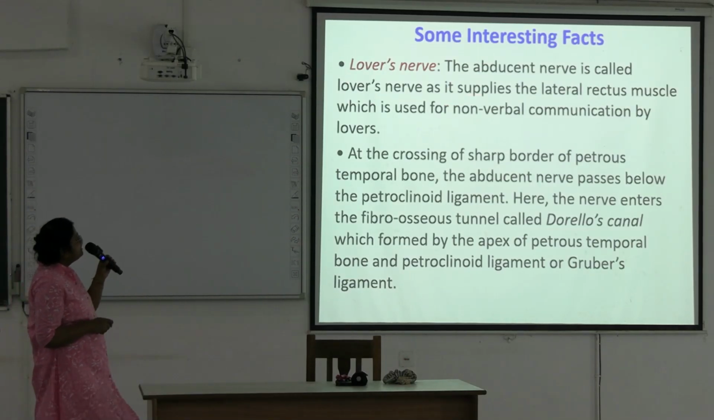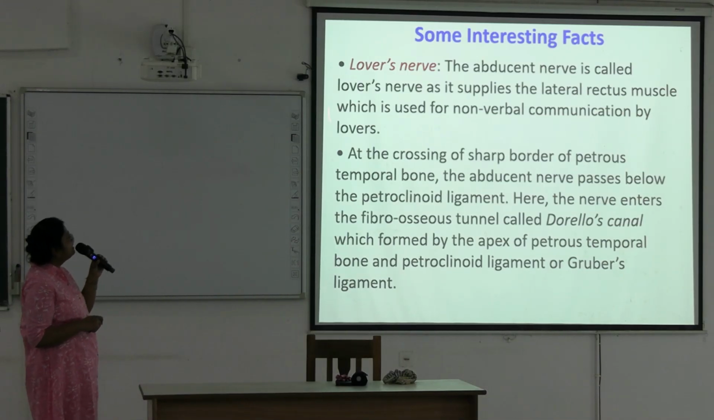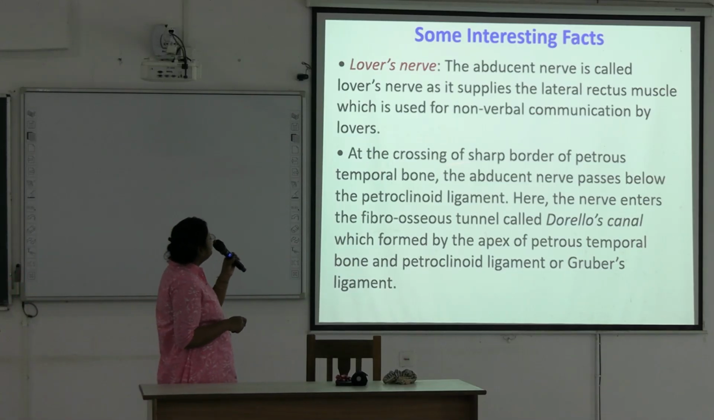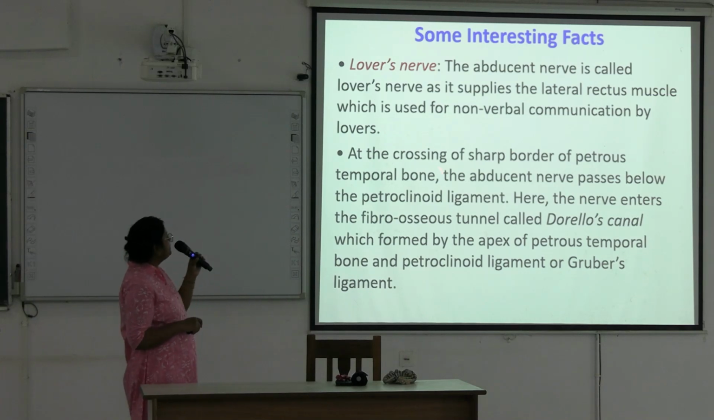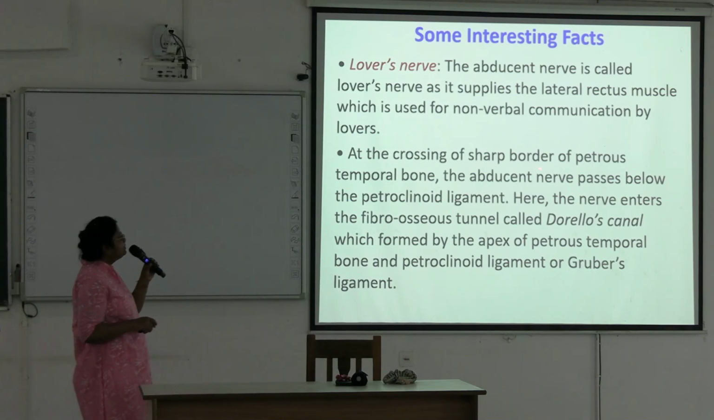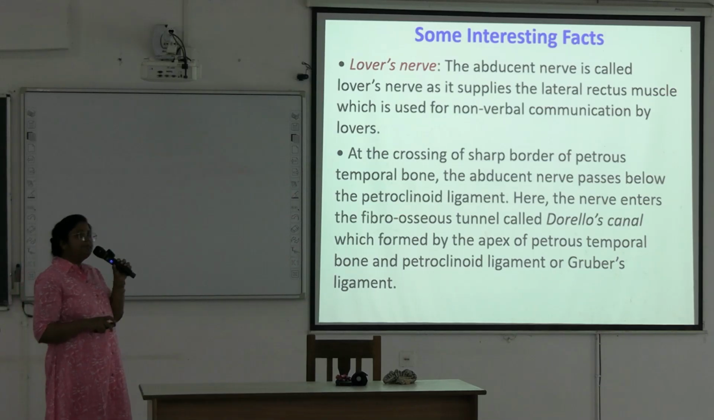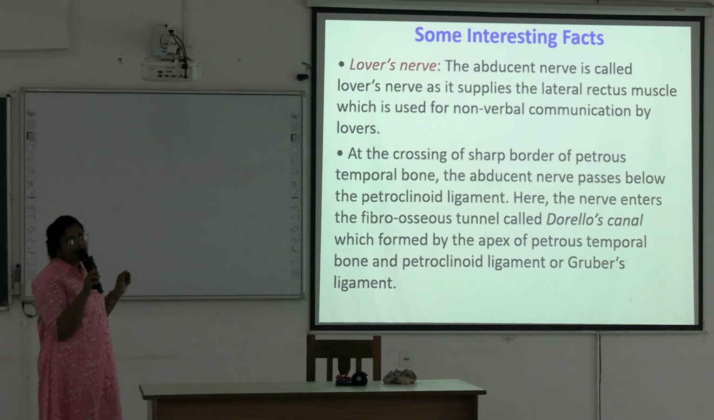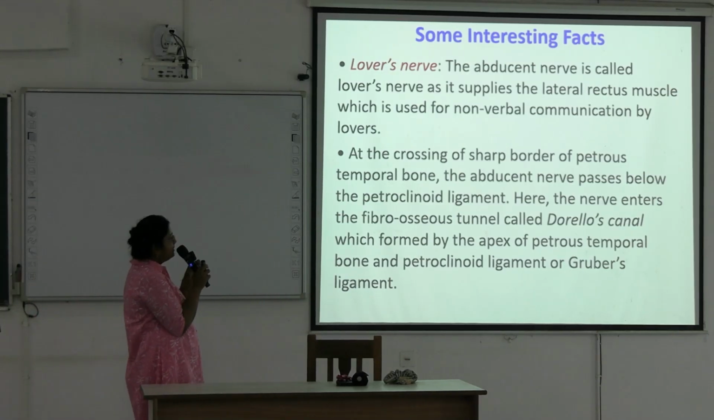It is called the lover's nerve because it supplies the lateral rectus muscle, which is used for non-verbal communication by lovers. So this is the lover's nerve, and at the crossing of the sharp border of the petrous part of the temporal bone, the abducent nerve passes below the petroclinoid ligament. Near the apex of the petrous temporal, there is a ligament, the petroclinoid ligament, and the nerve passes below this ligament.